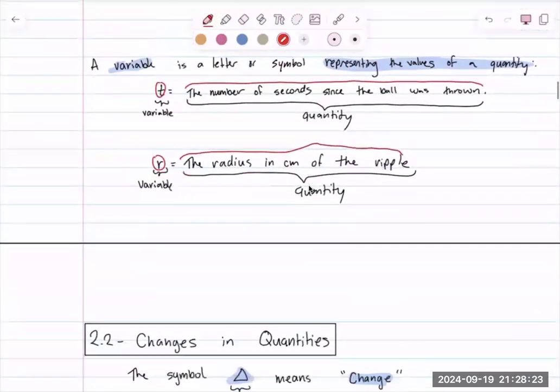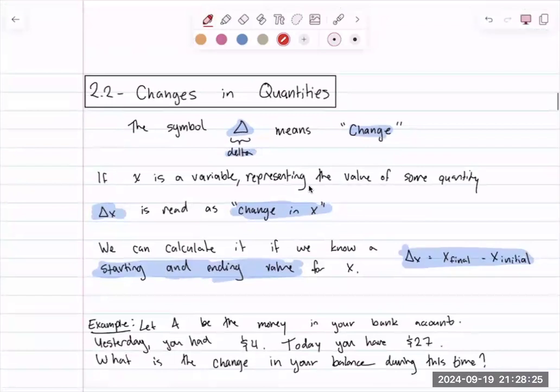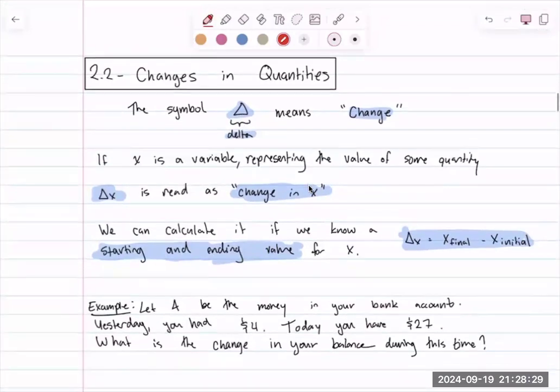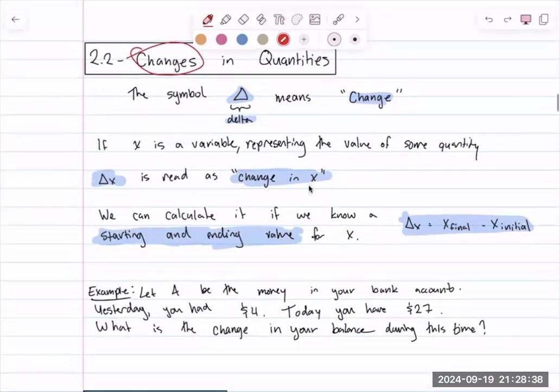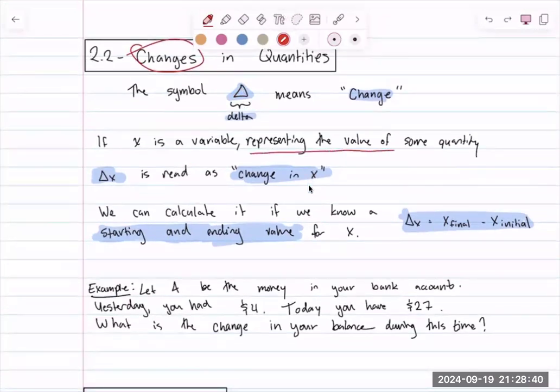So we're moving on to 2.2. Not too many example questions for that, because you'll kind of get practice with all of them. But now we're going to be talking about change, right? So this symbol, this little triangle right here, as we remember, is called delta, and it means change. So if x is a variable, and again, that means it represents the values of some quantity, then this delta x is read as change in x, okay?